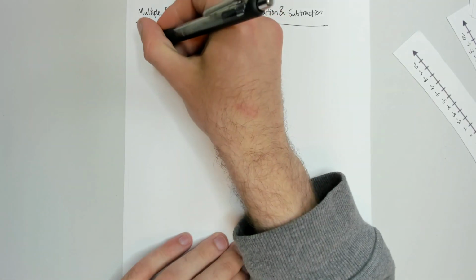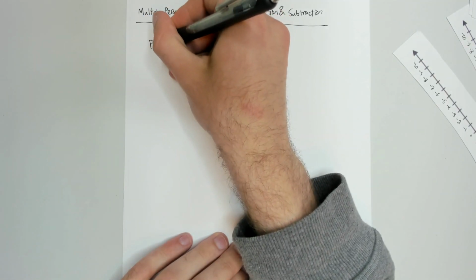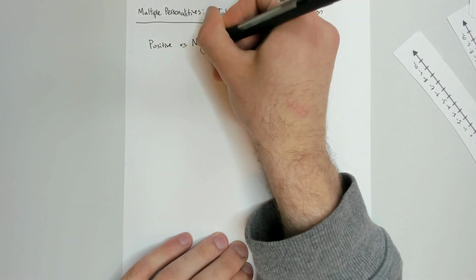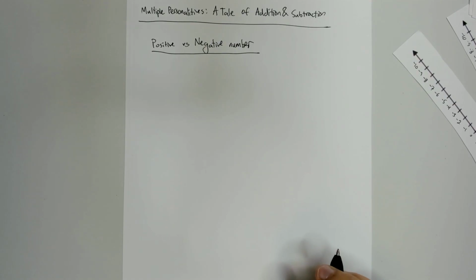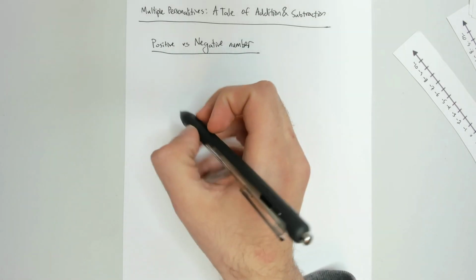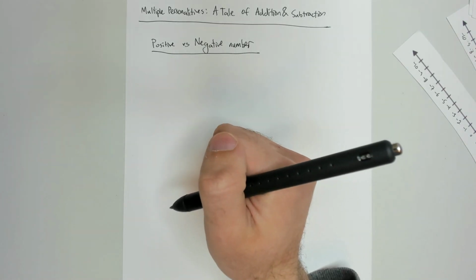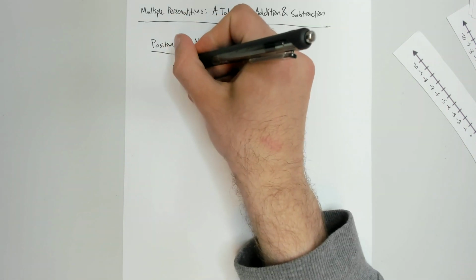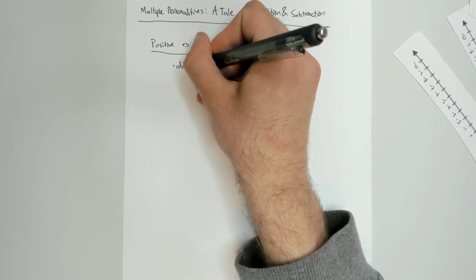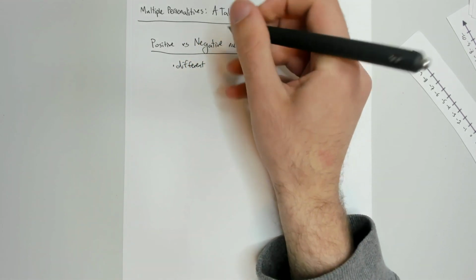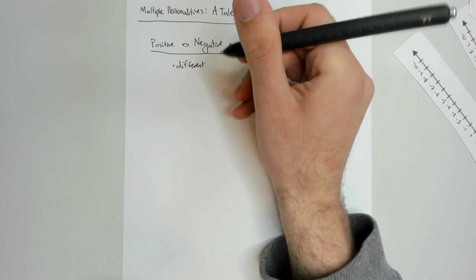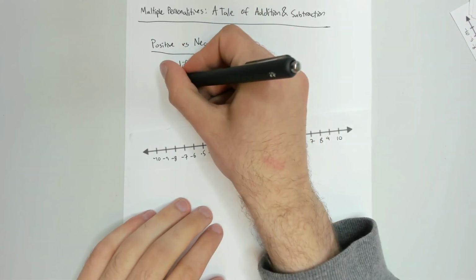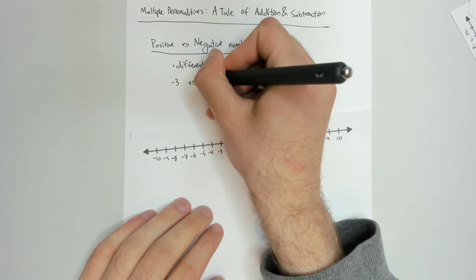What's the difference between a positive versus a negative number? So pause the video and see if you can come up with a difference between the two. Well, you might just say they're different numbers. I mean, yeah, that's true. That is one, maybe the most obvious difference between the two. They're different. However, what if I compared -3 versus +3?